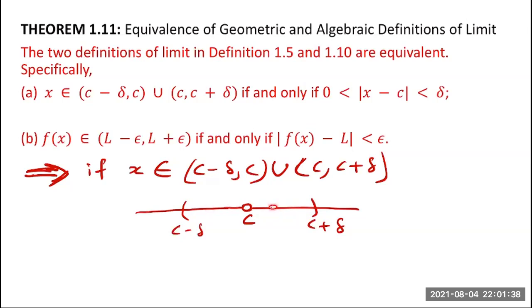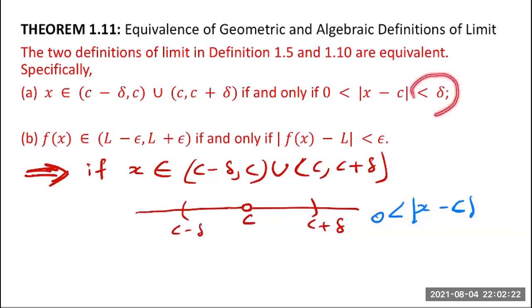So if x is somewhere here, as you can see, this distance, the absolute value of x minus c, has to be positive, right? Clearly, from the geometry of this figure, the absolute value of x minus c should be greater than 0. That's because the point x and the point c are not equal. Point x belongs to this punctured interval, which means point x is not equal to the point c. So there has to be a distance between them. So the absolute value of x minus c has to be greater than 0.